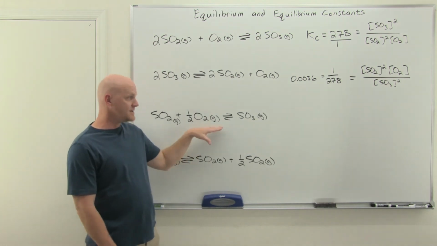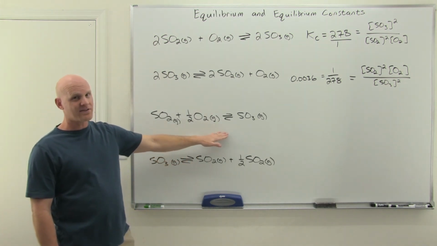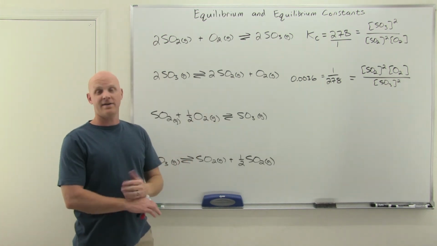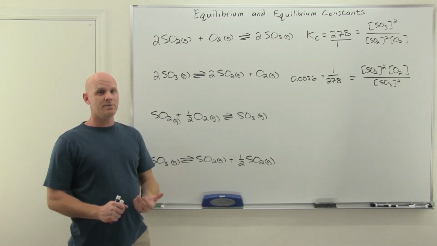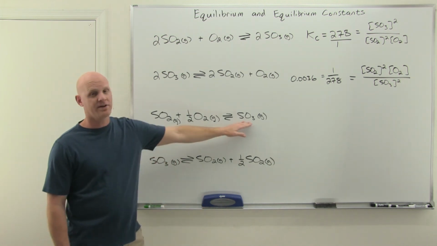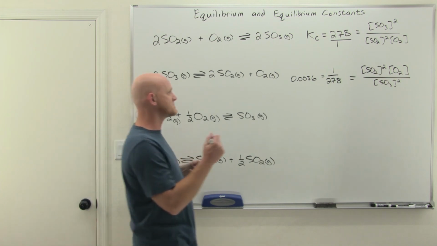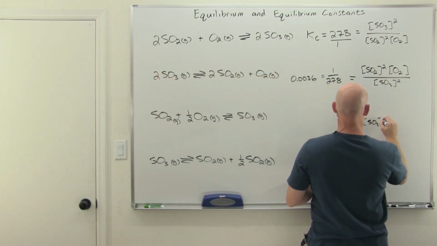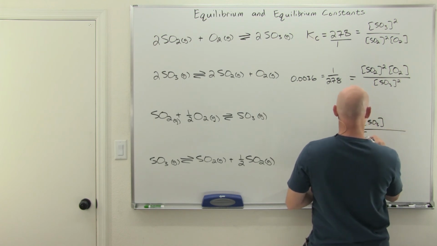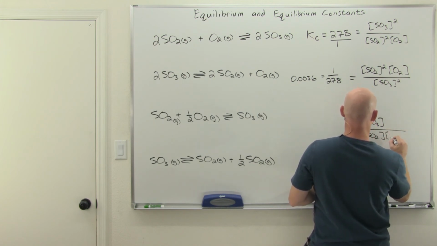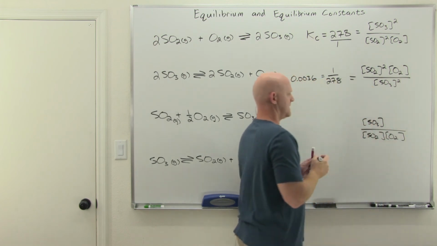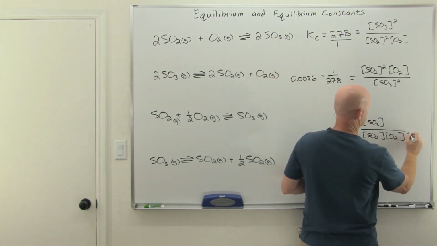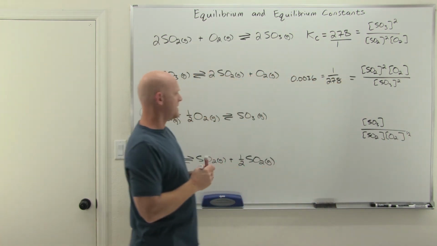However, we technically consider this a different reaction. And so it actually is not going to have the same numerical value of the equilibrium constant, it turns out, when you cut all the coefficients in half. If you look at the expression here, you're going to get SO3 all over SO2 times the concentration of O2 to the 1/2 power. All right, so that's what you end up with.